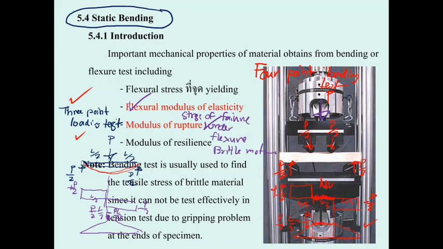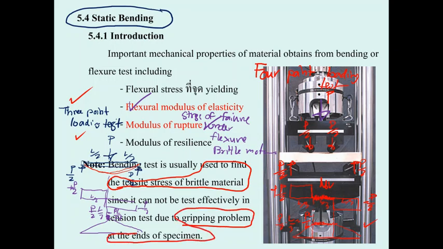It should be noted that the bending test is usually used to find the tensile stress of brittle material. It's really useful because brittle material is usually hard to grip during the tension test. It's better to avoid clamping, since you have the clamping problem at the end of the specimen. So we use this flexural test for the brittle material.